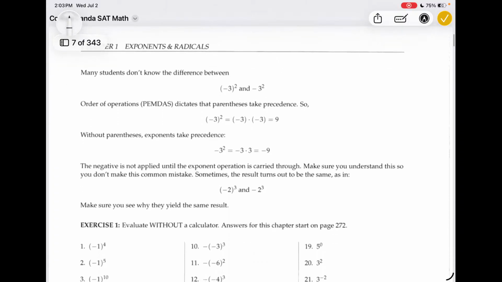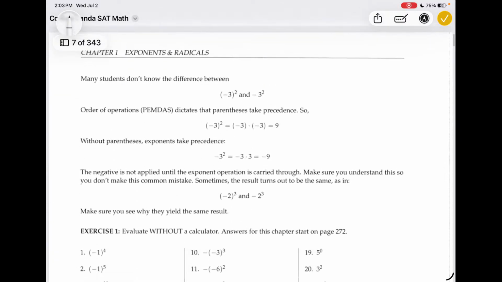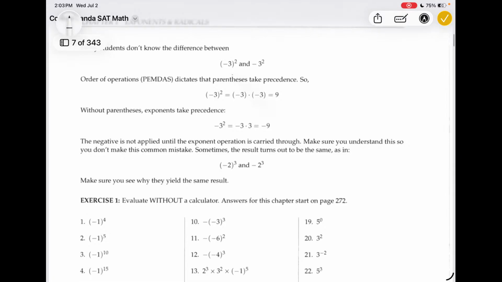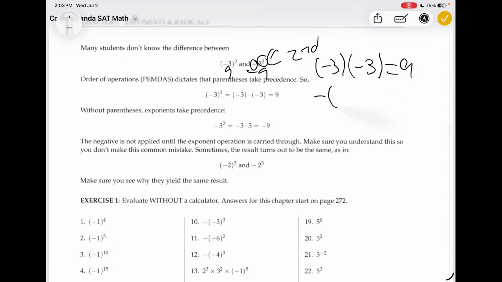Okay, so let's get into the stuff here. Many students don't know the difference between these two. Luckily I do. It's like order of ops. So this is 9 and this is negative 9 because the negative applies after you do this. If we do negative 3 times negative 3, it equals positive 9. But if we do negative 3 times 3, it equals negative 9. So that's how that works, guys.